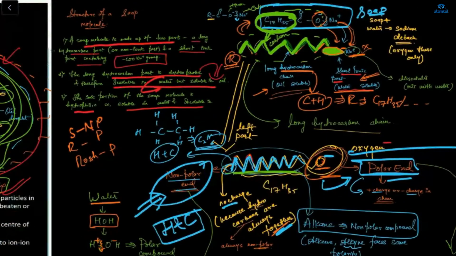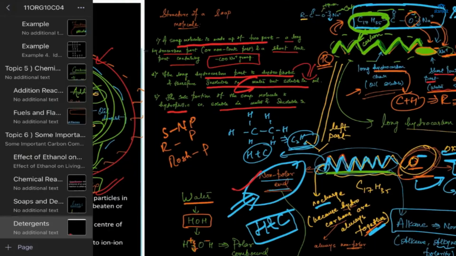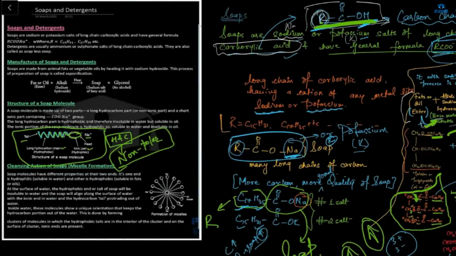You only have to remember the zigzag and the oxygen part, which is polar, which is non-polar. Very simple example. The hydrogen and carbon are friends, so they will never go against each other. So that's non-polar. And the head, which is your polar end. Okay, so we are done with this unit.